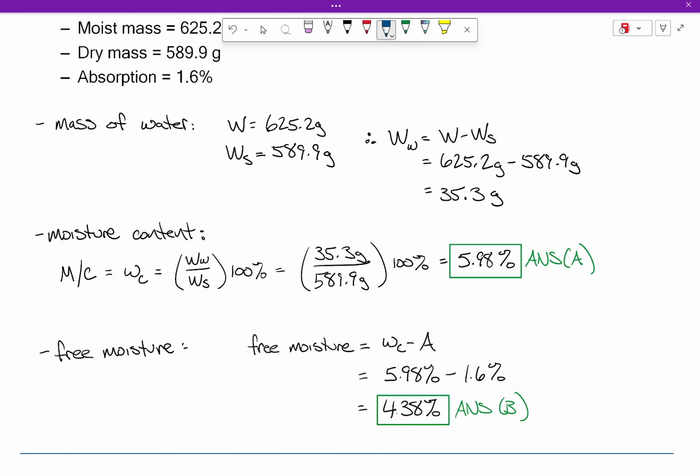Okay. I want to put this value in context. Somebody tell me, what is 4.38% of the weight of the solids? Somebody tell me what that is. 4.38% of 589.9 grams. 25.83. Do I have a second on that?